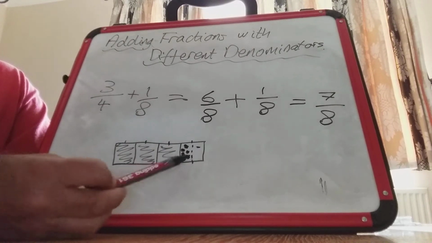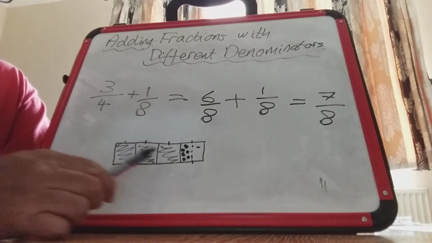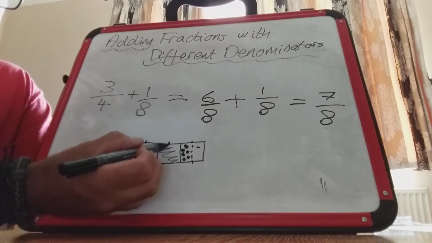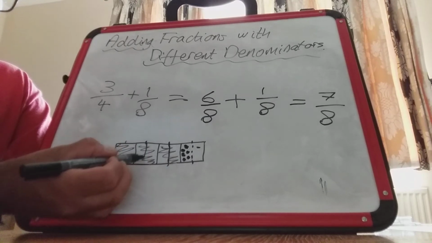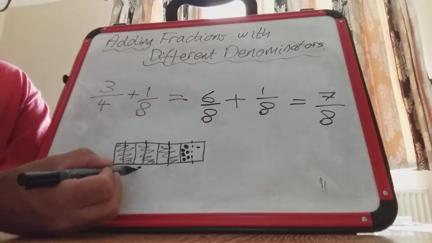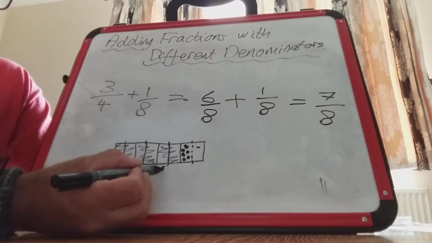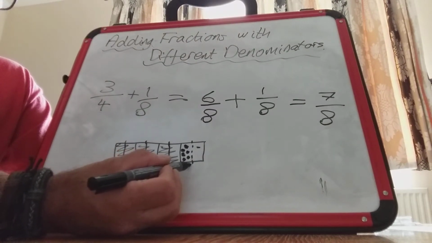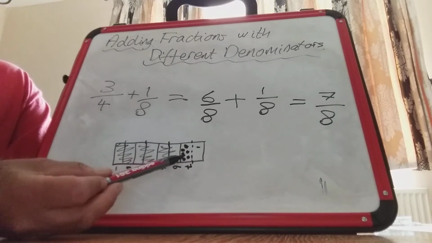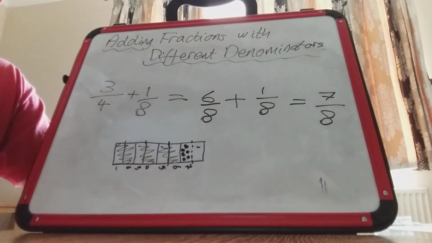And so the final answer, well, you can't just say 3/4 plus 1/8 because that's what the question is. So let's just do it in eighths. So 1, 2, 3, 4, 5, 6, 7. And so that's the answer. So 3/4 plus 1/8 equals 7/8.